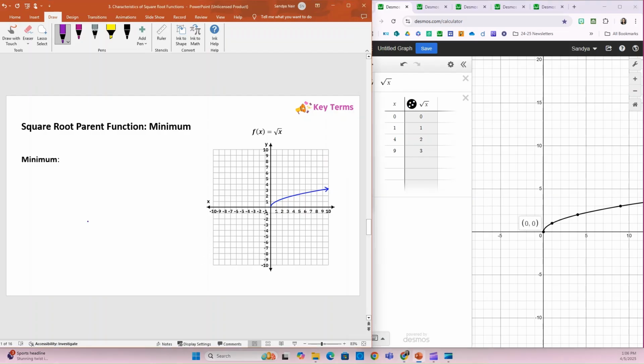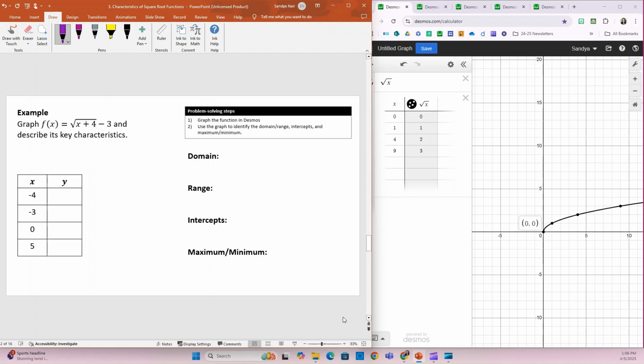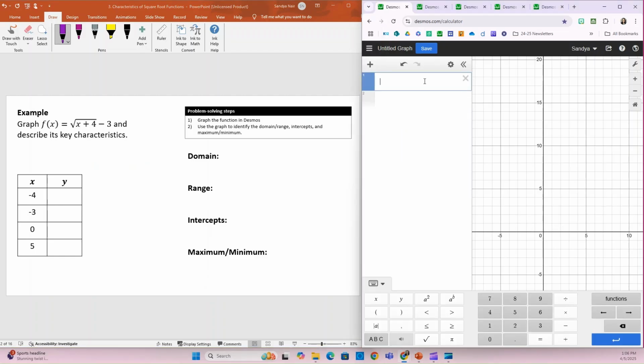So we would say it has a minimum of 0, and that occurs at x equals 0, because that's going to be the lowest point on our function. So now let's practice with some different square root functions. Let's graph f of x equals the square root of x plus 4 minus 3 and describe its key characteristics.